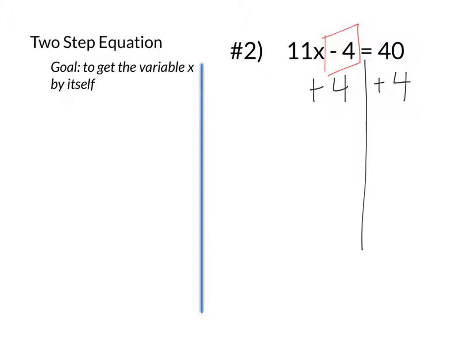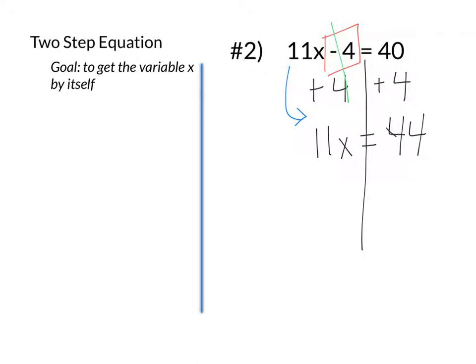Since I do this, I know that minus 4 and plus 4 cancel out, and I'm left with 11x on this side. It's important to note that you must bring down that 11x because x is not by itself at this point. There's 11 in front of x, meaning that x is being multiplied by 11. So once again, I have 11x on this side, and 40 plus 4 equals 44.